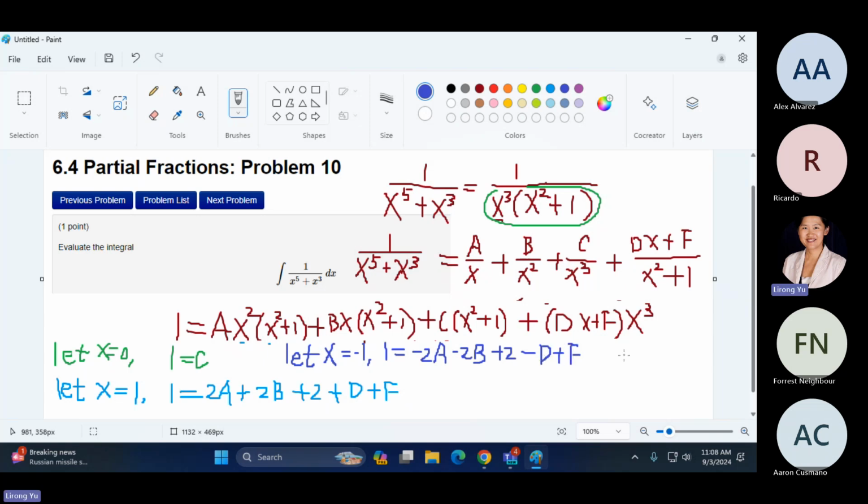Okay, so one thing we can observe is that between these two equations, 1 and negative 1 are opposite. If we add these two equations up, the negative 2a plus positive 2a would be 0, the negative 2b plus positive 2b would be 0, and then the negative b plus positive b would be 0, right? So if we combine these two equations together, a, b, d will be gone.